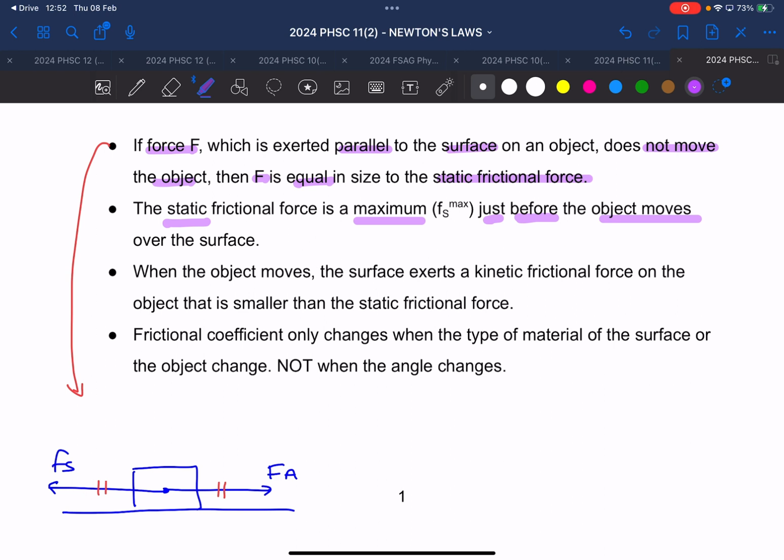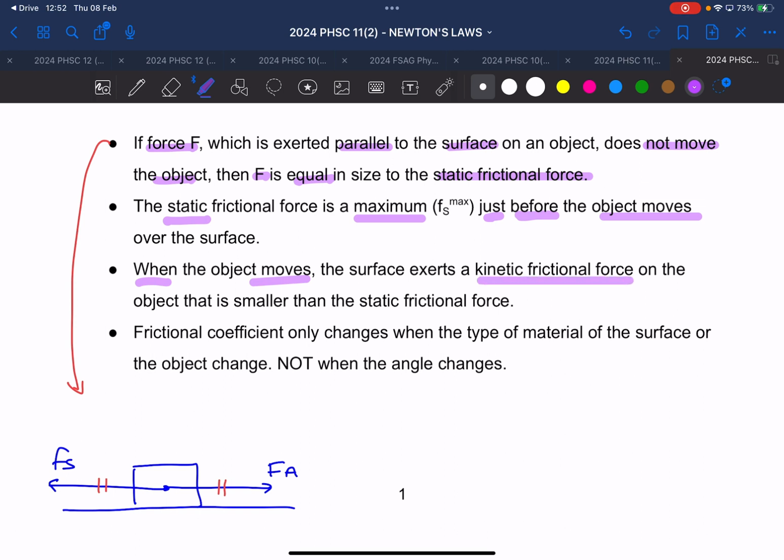If there's a frictionless surface, there's no static friction. Okay, and then when the object moves, there's kinetic frictional force, and that is smaller than the static frictional force. Okay, so you observed how the spring became less.